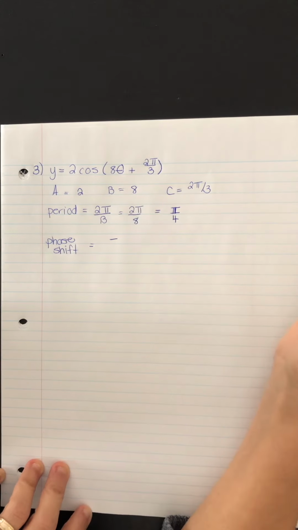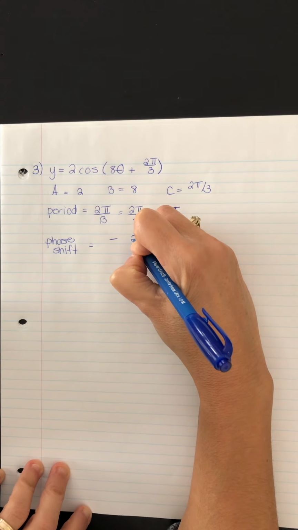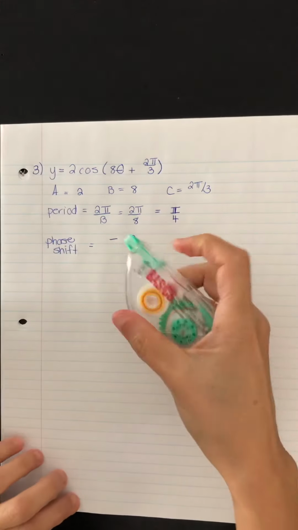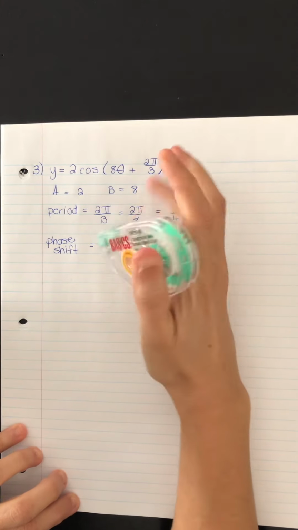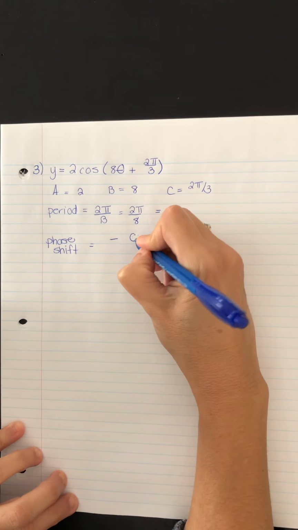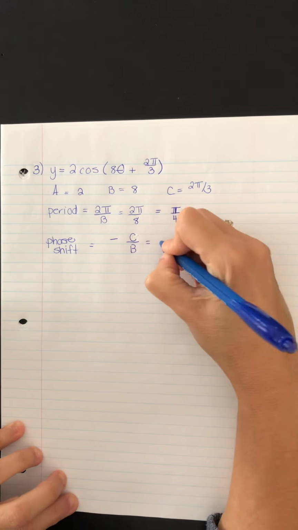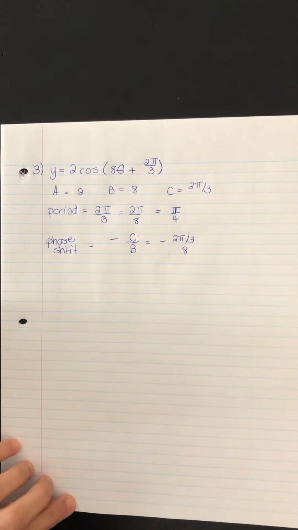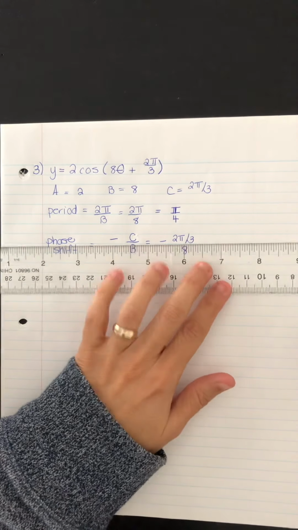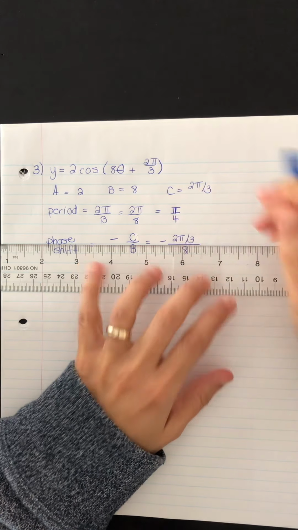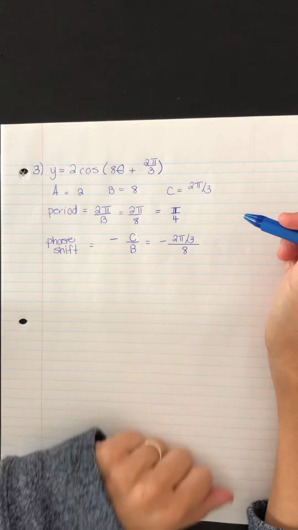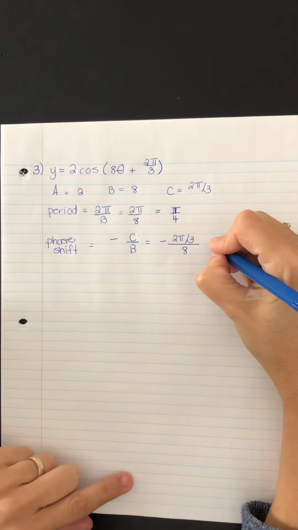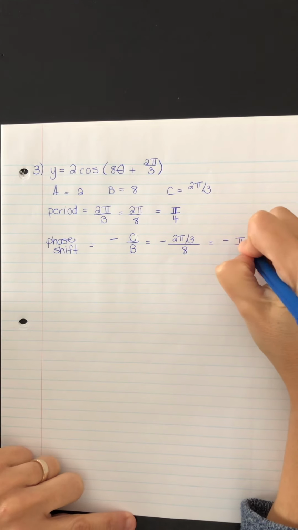We take the negative of C over B. Well, I was going to write the formula first, might as well. The formula, the negative of C over B. So it's the negative of 2 pi over 3 divided by 8. All right, and 2/3 divided by 8 is 2/24 or 1/12. So we get negative pi over 12.